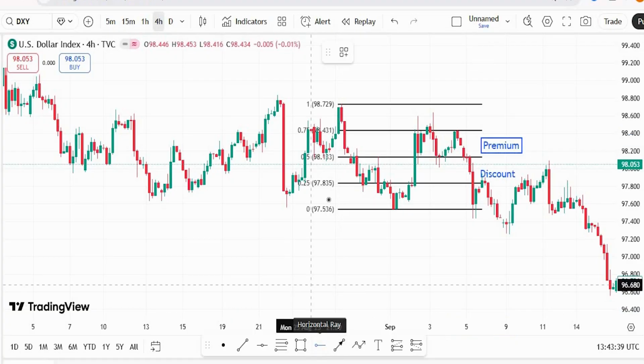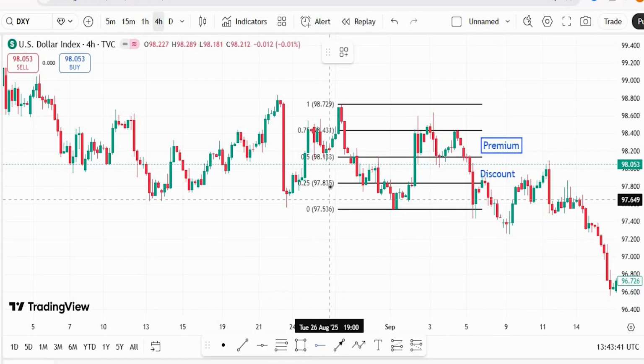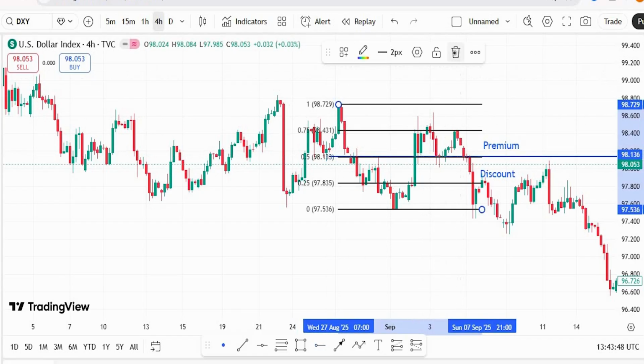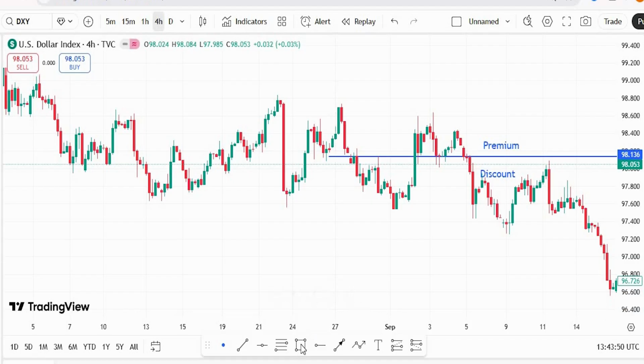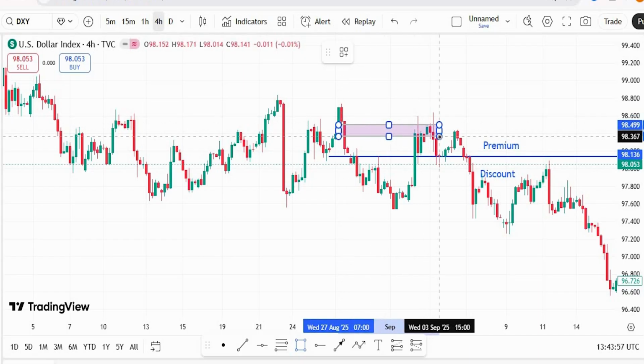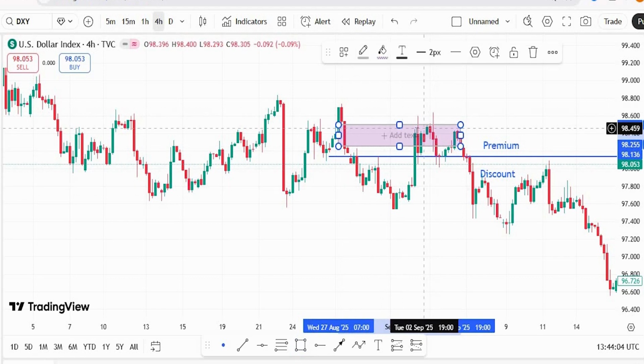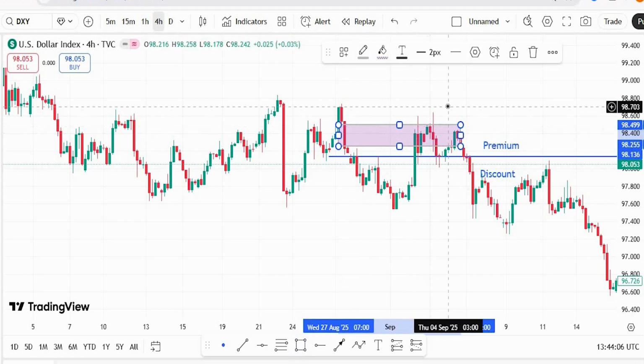Now mark the 50% area with this horizontal ray and remove the Fibonacci retracement. This fair value gap is at the premium area. The market retraced back to this fair value gap, and the candles closed in it, which is a sign the market will respect this gap.